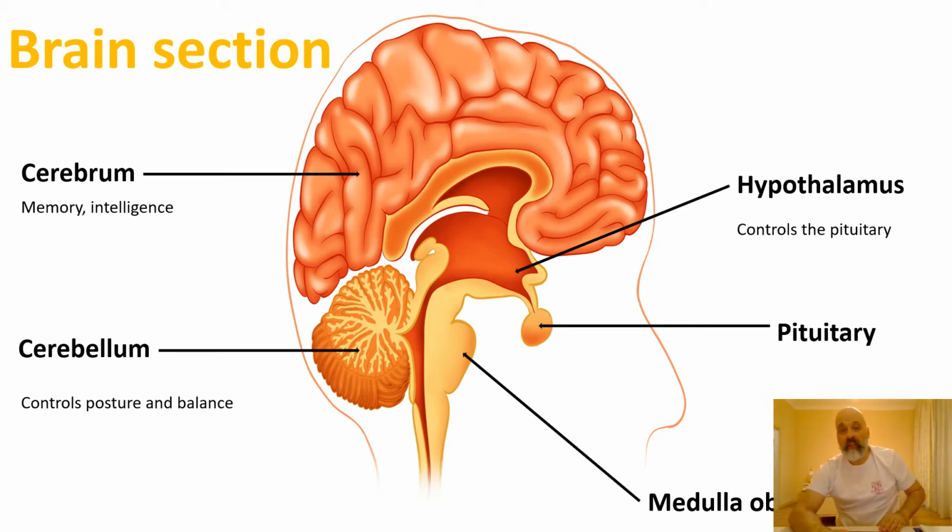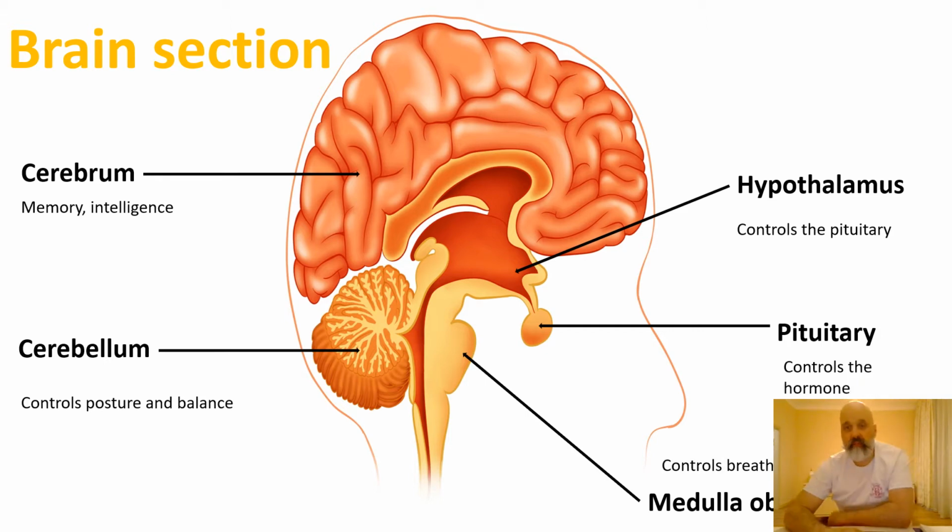We have the hypothalamus. This controls the pituitary down below. Now, pituitary, is it part of the nervous system? Well, it's linked to the nervous system, but really, it's the headquarters of the hormonal system. And we'll say more about that on Friday.